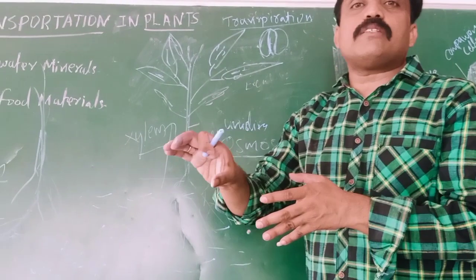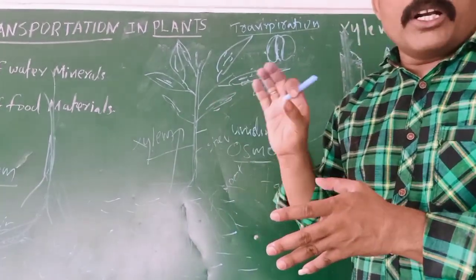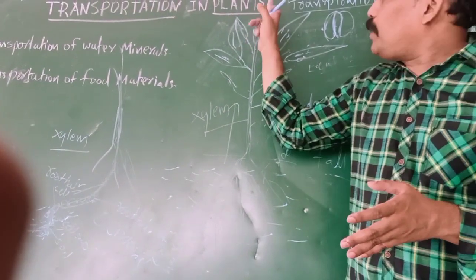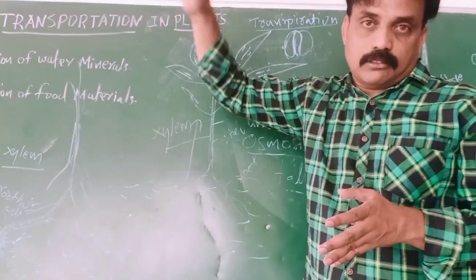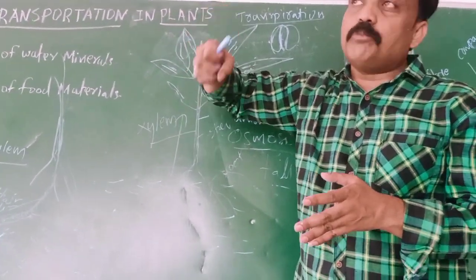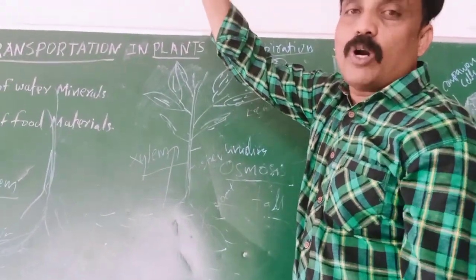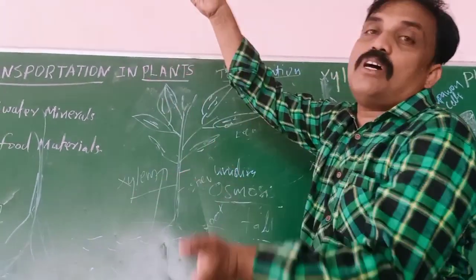But which process is useful to transport the water in plant body? That is the osmotic pressure in small plants, and osmotic pressure with what? Transpiration in tall plants. It is useful. Transpiration means evaporation of water. If water is evaporated, what happened? Whatever downward water is there, it is entered into the plant.